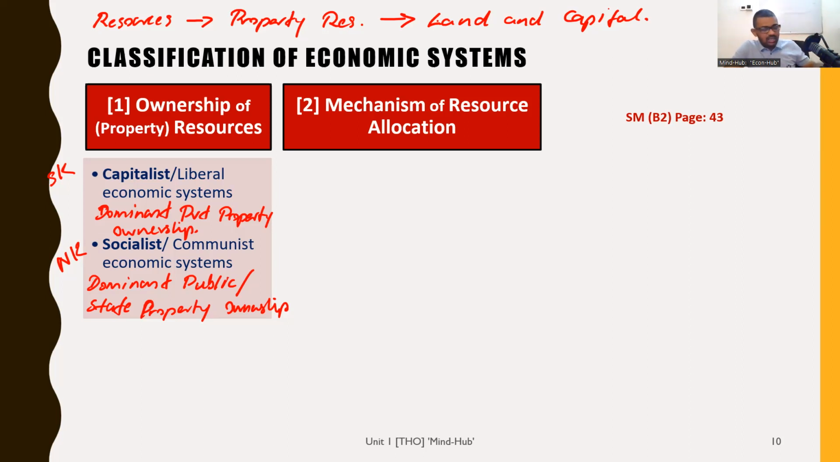In North Korea, almost 100% of the property resources, and 95% of the production activity, everything is government-based. The government is doing it because they own the property resources. Almost 100% of property ownership in North Korea is with the government. Now, the difference is, I'll take two quick examples.